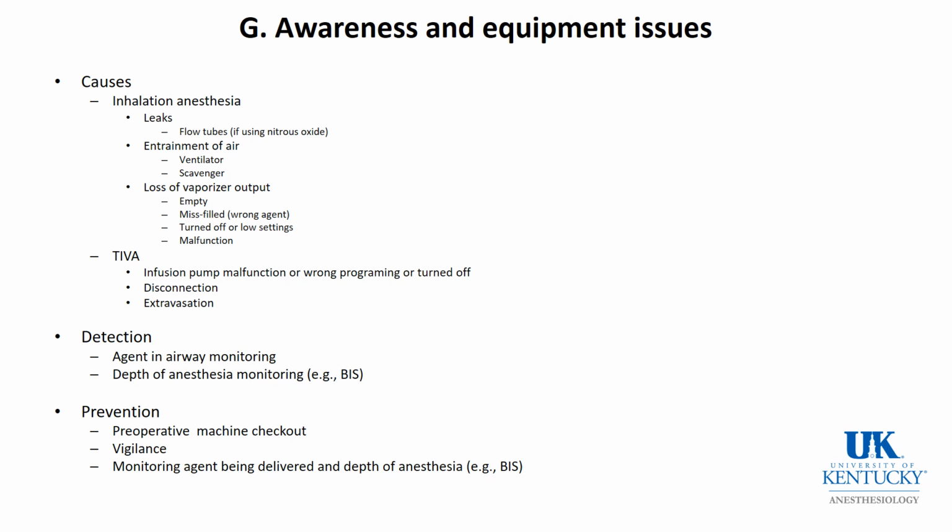With TIVA, there's a problem with the infusion pumps if it's disconnected and if it extravasates. The key is agent monitoring, depth of anesthesia monitoring. It's important to realize that vital signs are not reliable. And then ways of preventing these equipment problems are pre-op machine checkup, vigilance, and monitoring that the agent is being delivered.